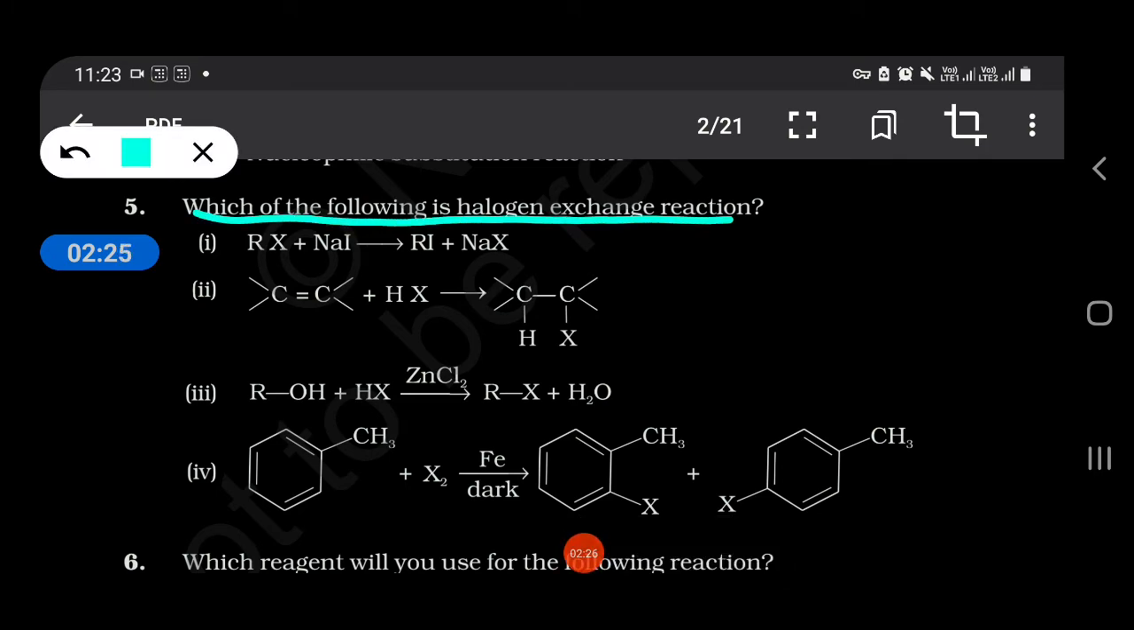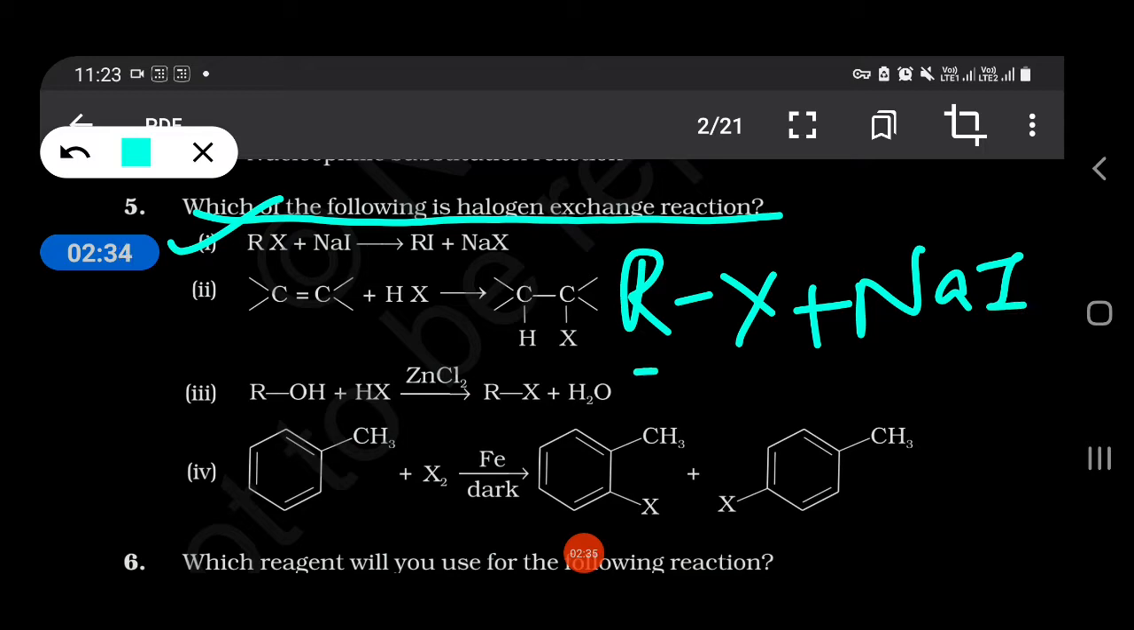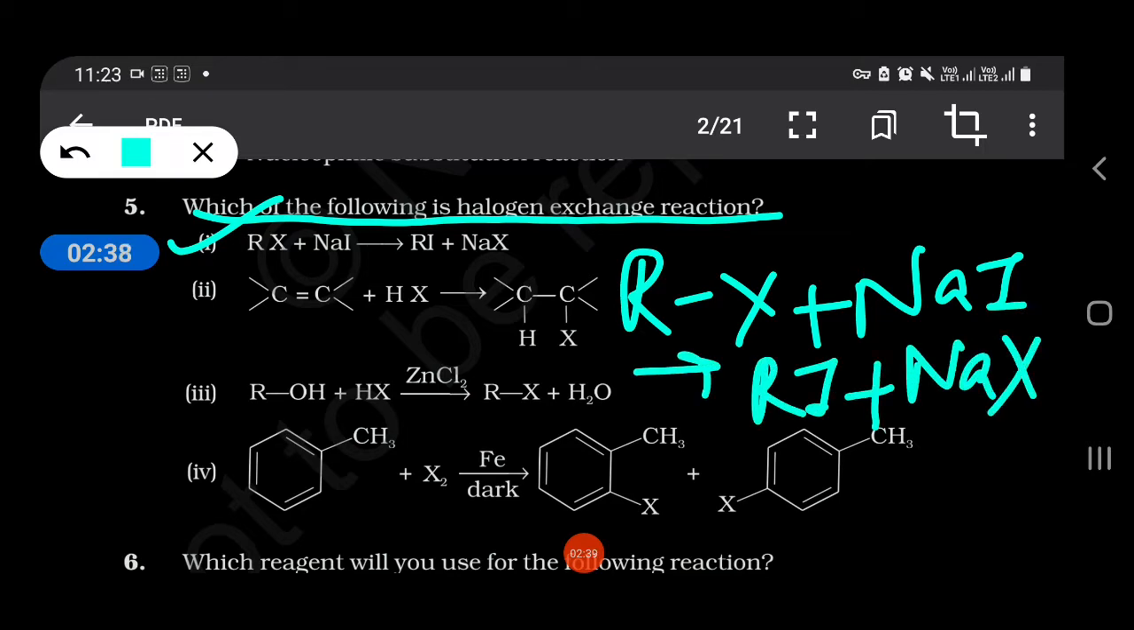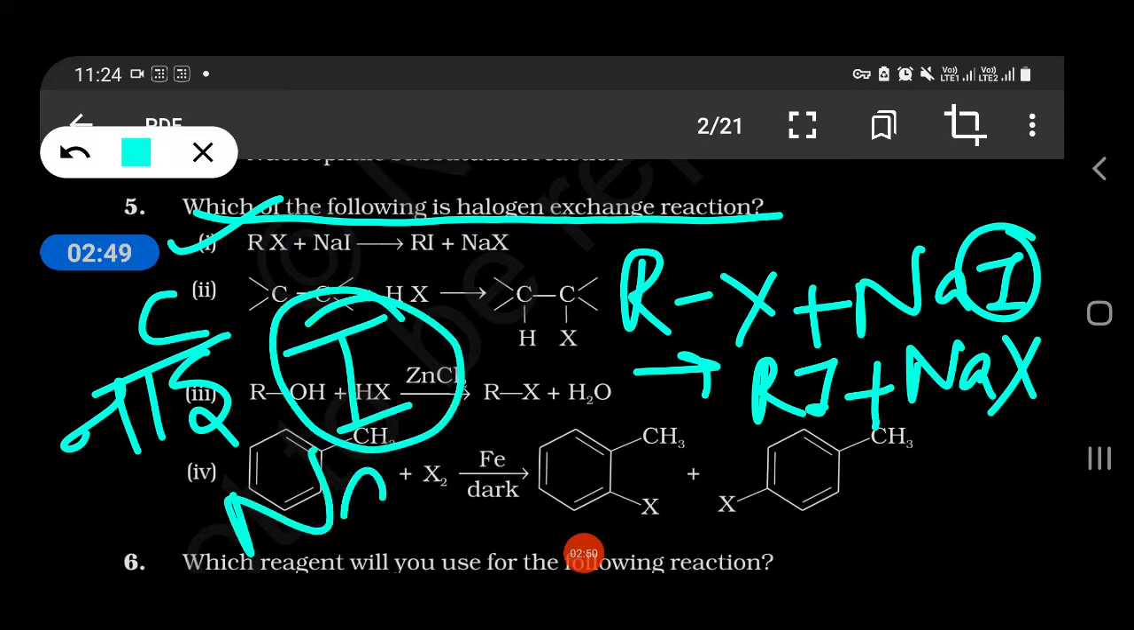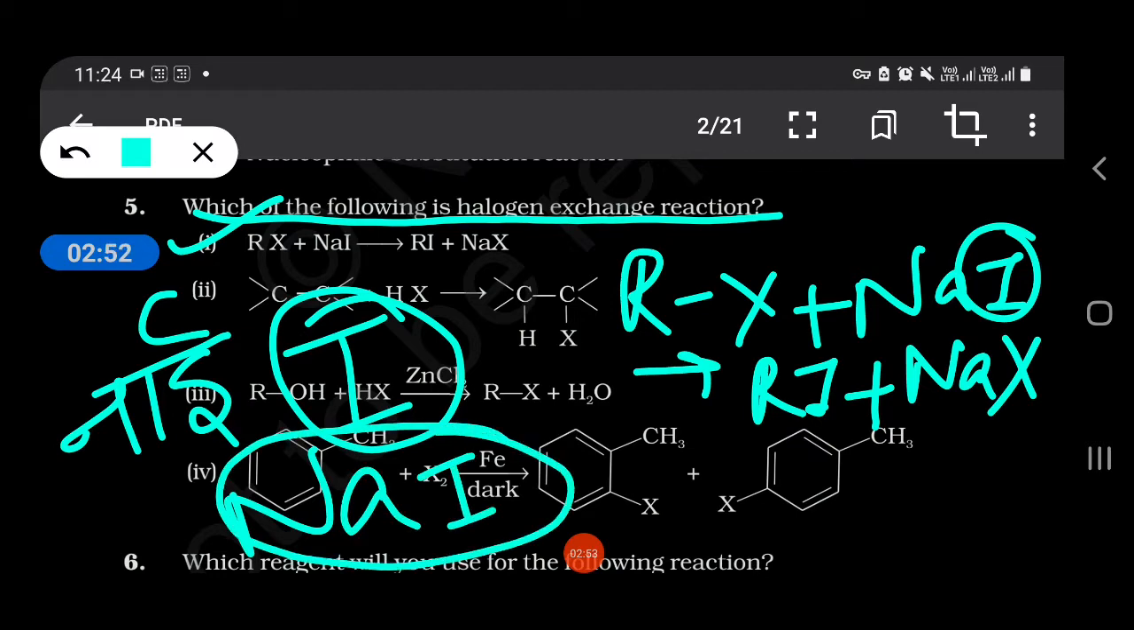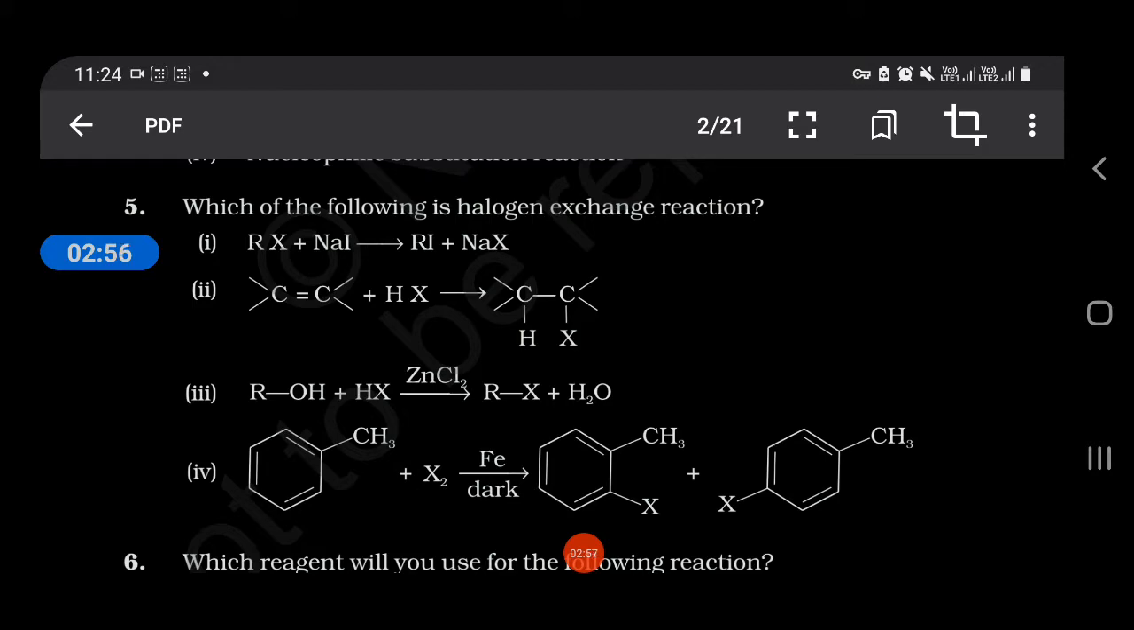Which of the following is a halogen exchange reaction? So here you can see RX plus NaI gives RI plus NaX. You can learn it by I, NaI, because Nai who cut your hairs. So here I is present in NaI. So learn this by Finkelstein reaction. Fickle minded Nai. Finkelstein reaction it is.